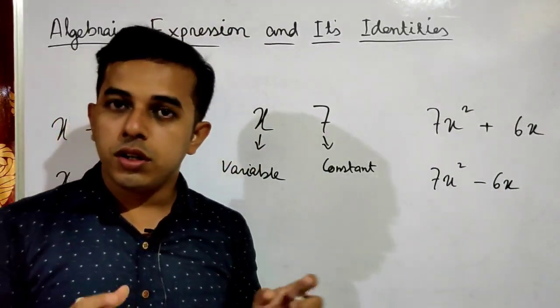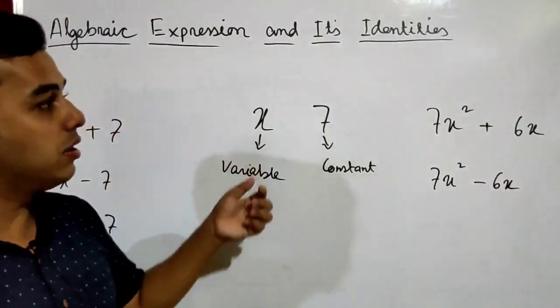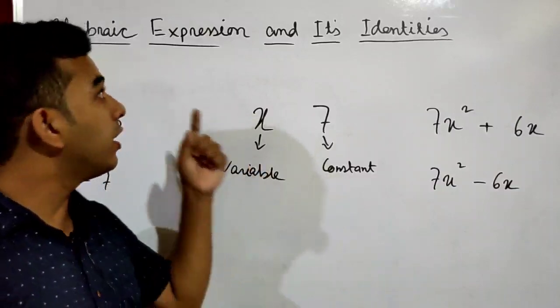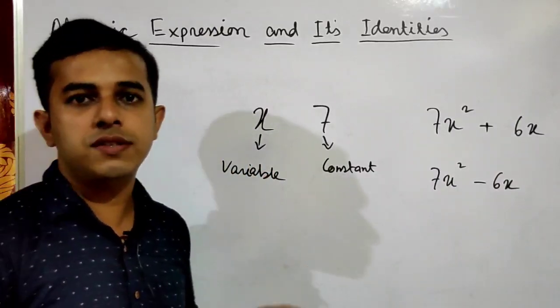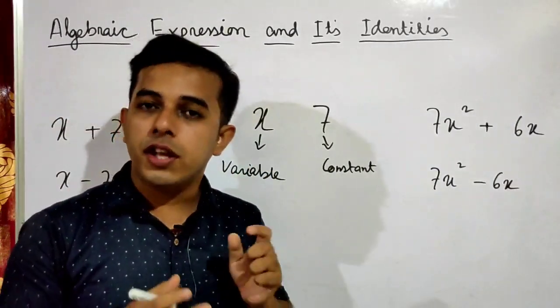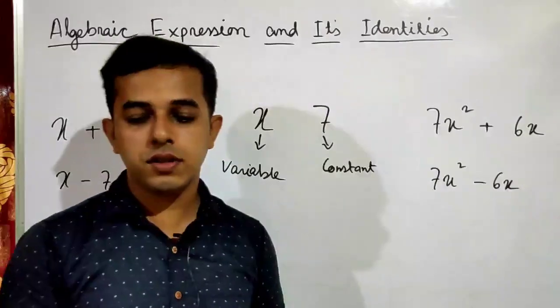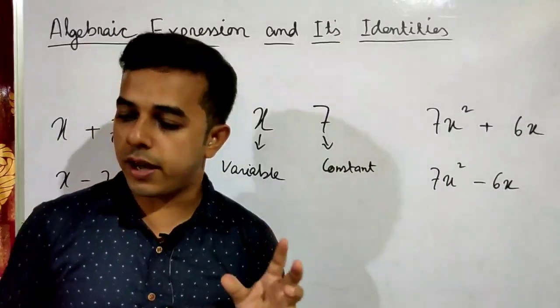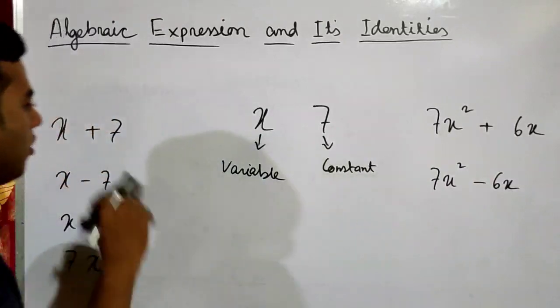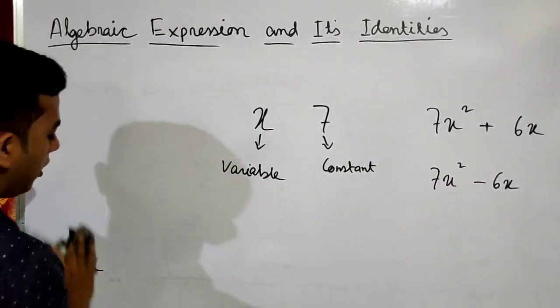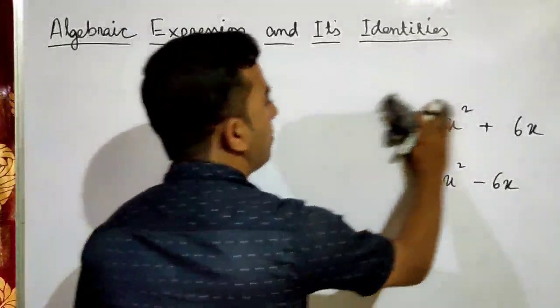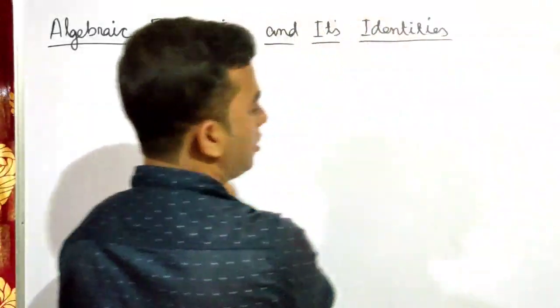Okay. So the expression is divided into two categories. Our polynomial, we know this, isn't it? We are just revising. The expression is divided into two categories. First one is based on terms, that is the number of terms. One is based on terms, another is based on degree.